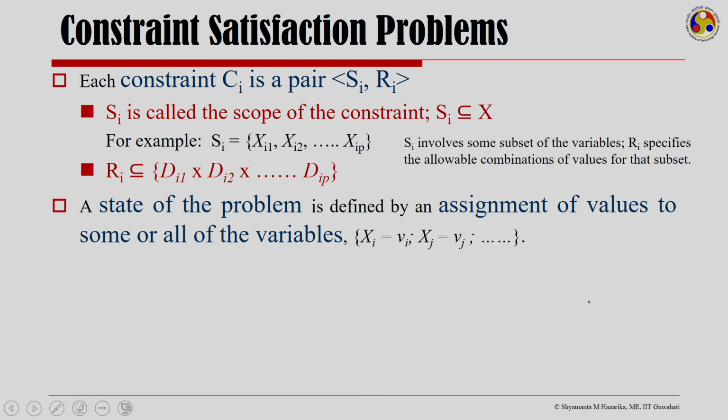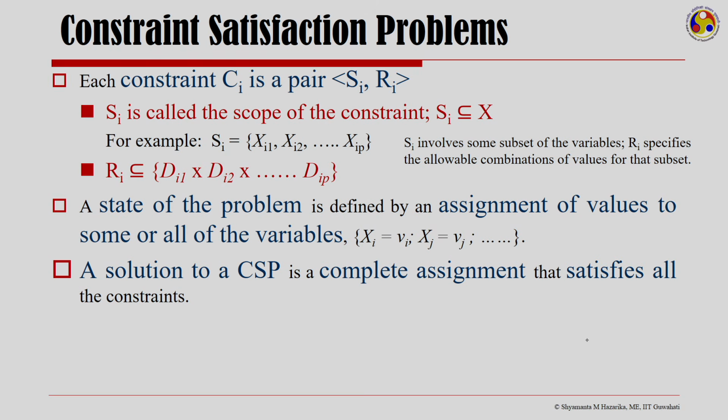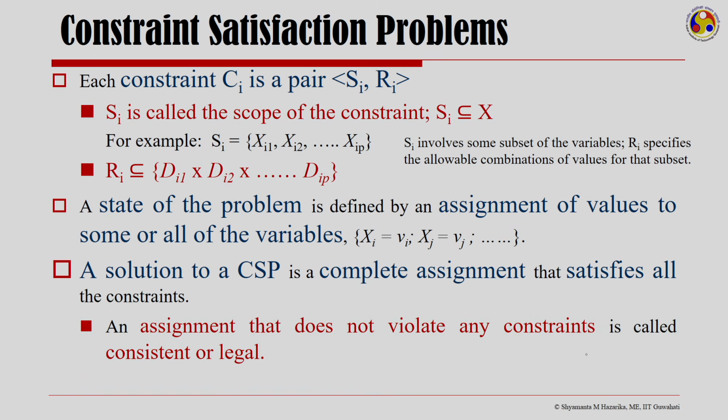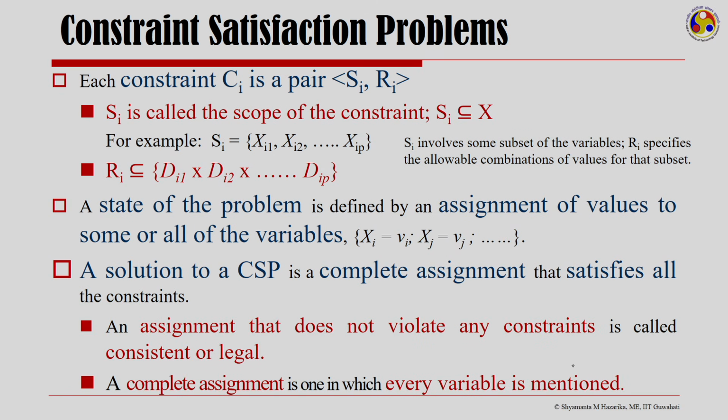A state of the problem is defined by an assignment of values to some or all of the variables. A solution to a CSP is a complete assignment that satisfies all the constraints. A complete assignment is one in which every variable is mentioned, and an assignment is said to be legal or consistent if it does not violate any constraint. A solution is a consistent complete assignment.